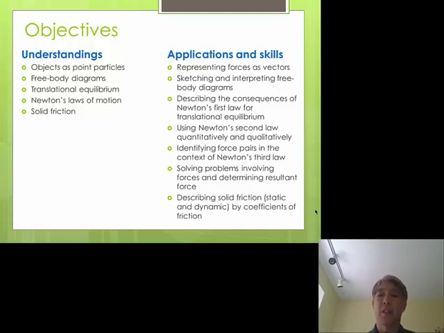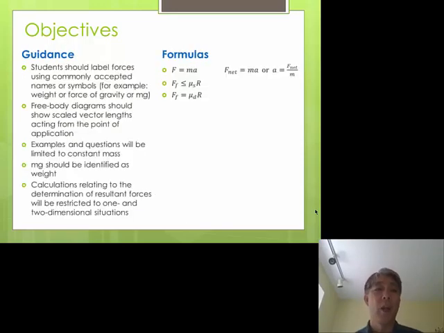In terms of applications and skills that we'll need to practice, certainly we'll need to practice treating forces as vectors, so they have a magnitude and a direction, and we'll have to do components, working our way through free body diagrams, as well as dealing with problems and Newton's three laws.